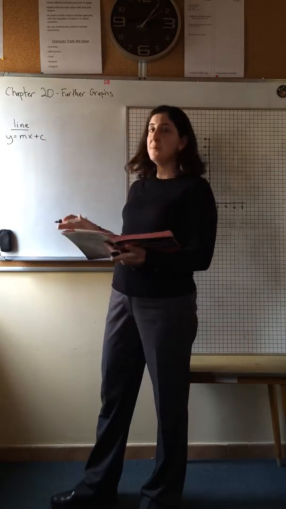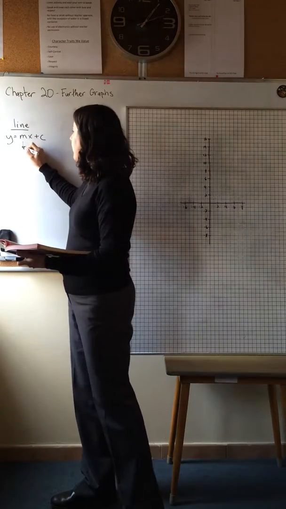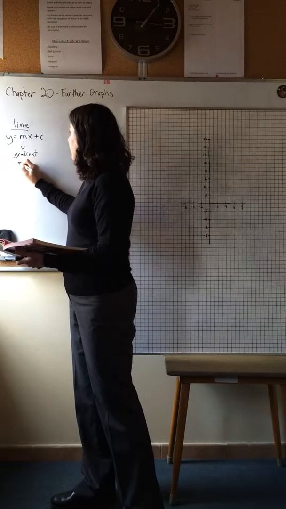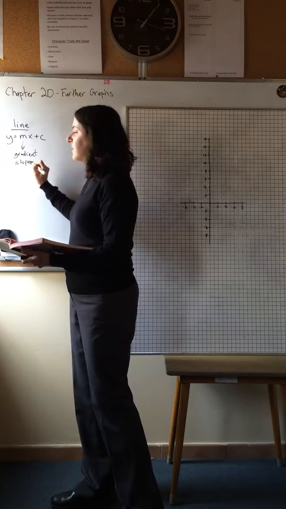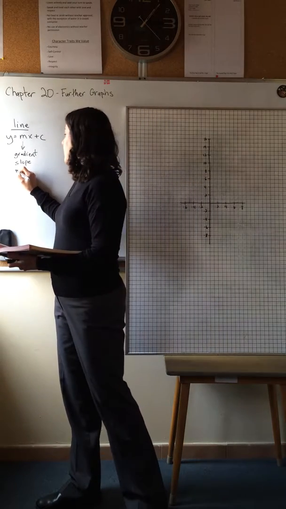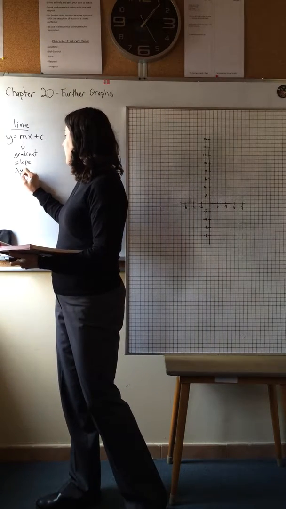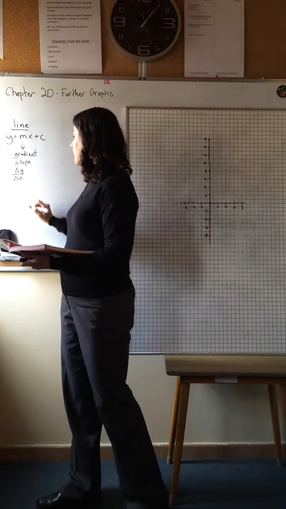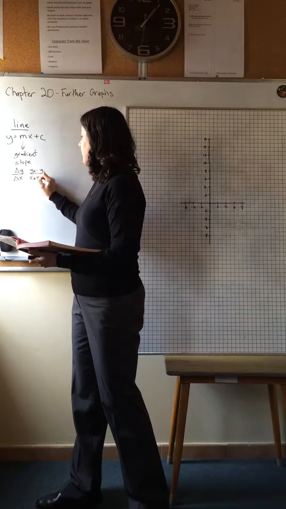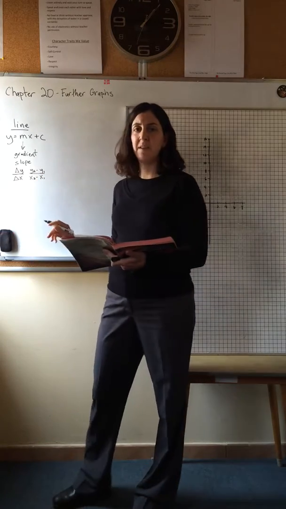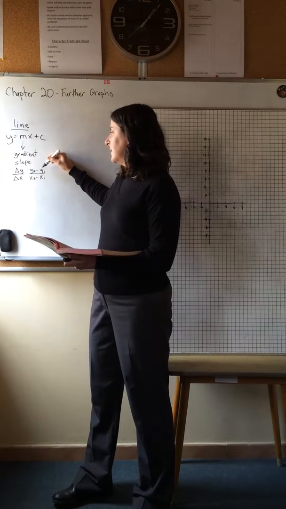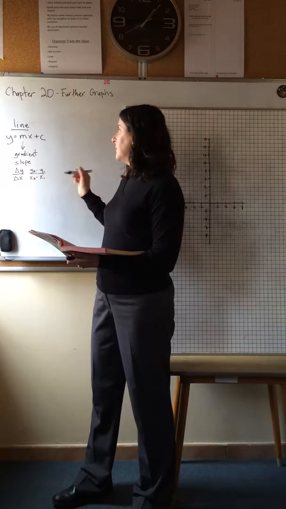Just to refresh your memory on that, we have m is going to be the gradient, also called the slope. You can use those two interchangeably. To find the gradient or the slope, we did the difference in y over the difference in x. So that was y2 minus y1 over x2 minus x1. So you had to have two coordinates, and you would subtract the points from each other, and you would end up with the slope or the gradient.